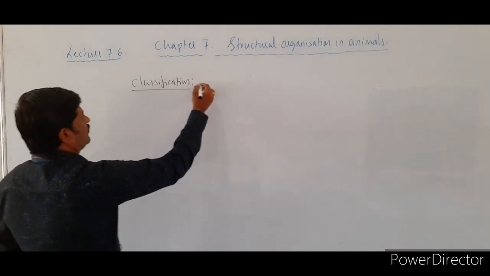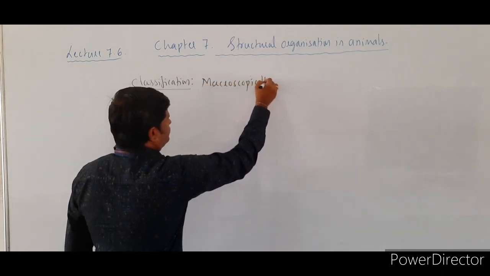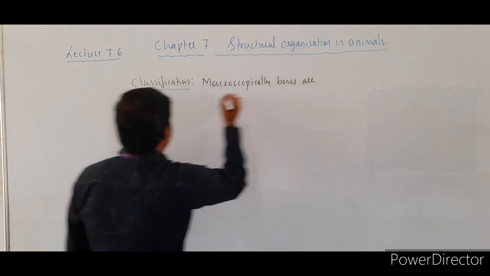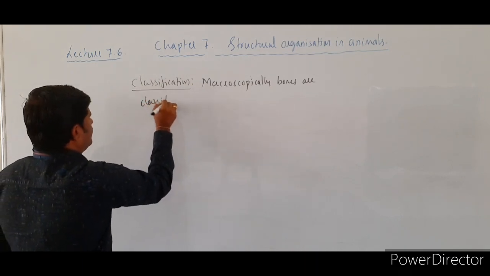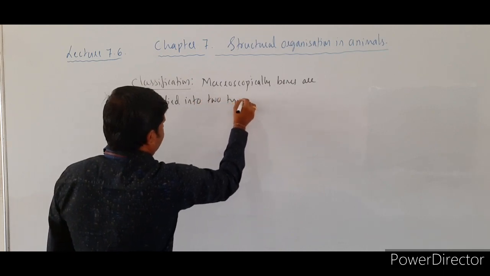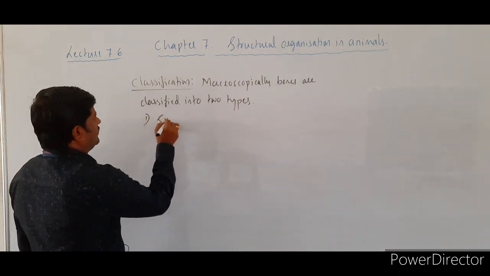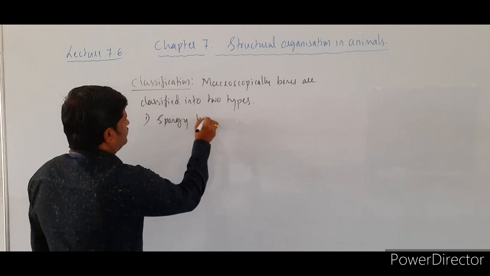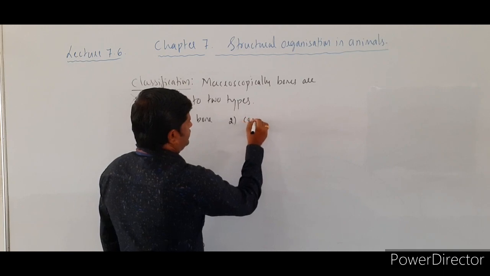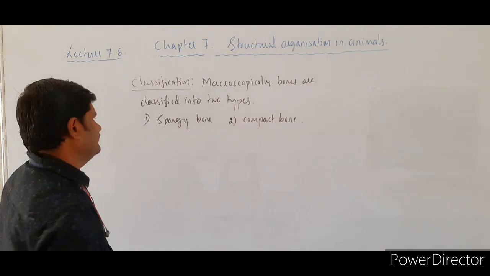So macroscopically bones are classified into two types. One is called spongy bone and the second one is called compact bone. So like this there are two types.